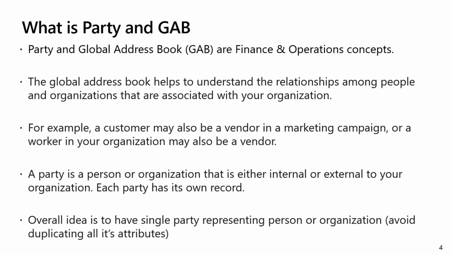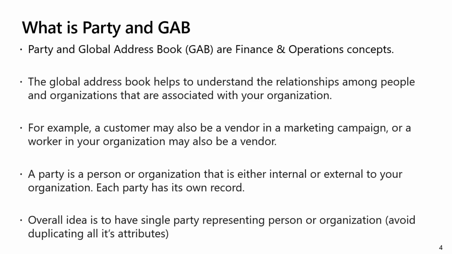What is Party and the Global Address Book? Party and GAB are finance and operation concepts. We don't have this concept in Dataverse Dynamics 365 customer engagement. The global address book helps to understand the relationship among people and organizations that are associated with your organization. For example, we can have a customer that can be also a vendor in a marketing campaign, or for example, an employee in your organization could be also a vendor.